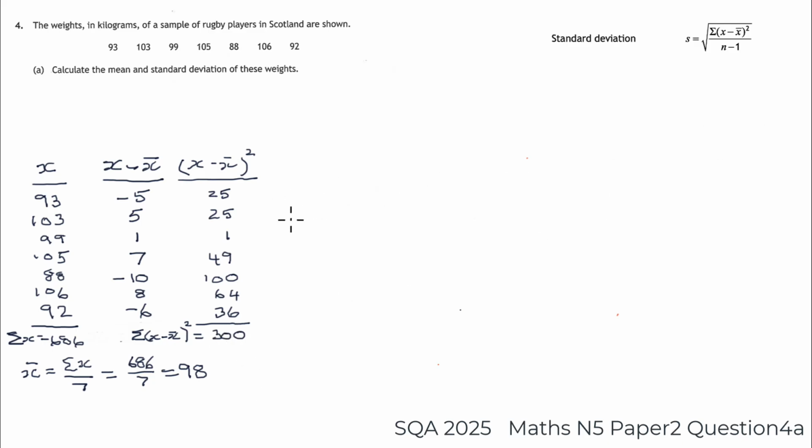So how do we find the standard deviation? Well, a standard deviation will be the square root of this 300, the sigma x minus x bar all squared, the sum of the squares of the deviation from the mean, divided by 1 less than the number of data points that we've got. So we had 7 numbers. 7 minus 1 is 6. So that's what we have to work out, and that will give us the standard deviation.